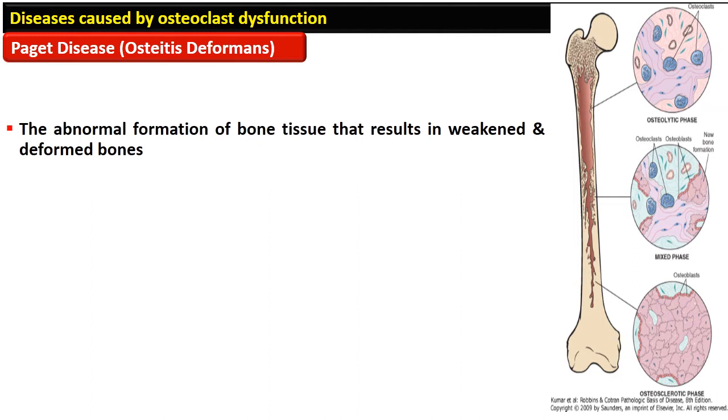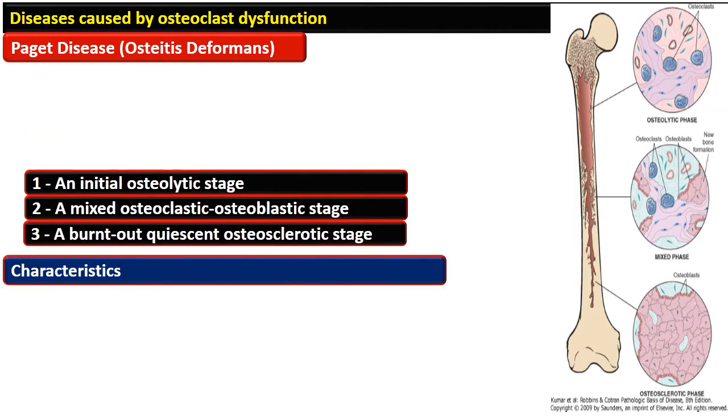The third stage is also termed as quiescent stage, burnt out stage, or osteosclerotic stage. This stage comes years after the initiation of the pathologic process, and due to excessive and useless bone formation, the bone is more compact and more dense. On radiology, this third stage appears as cotton wool appearance. We will see the radiological pictures in upcoming slides.